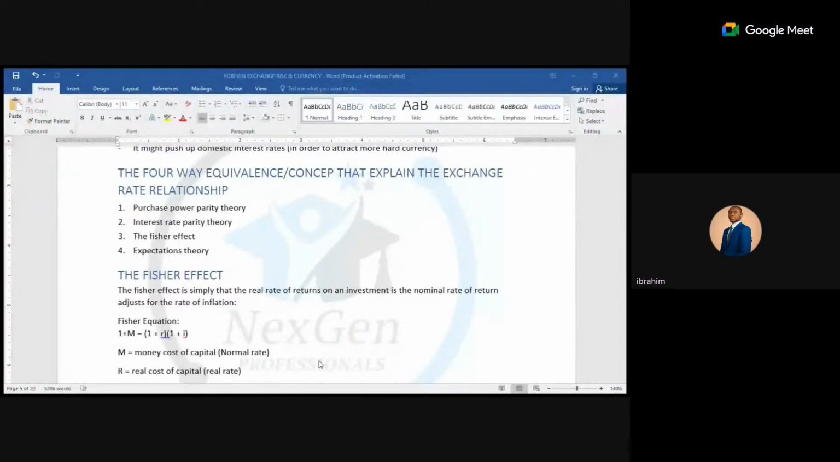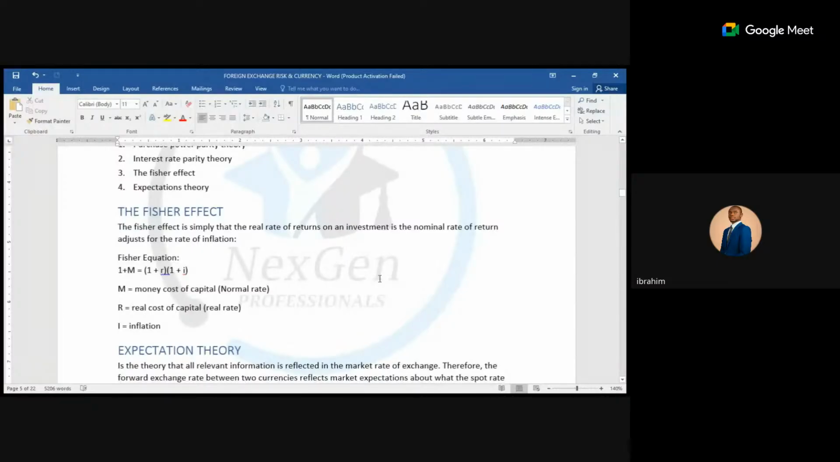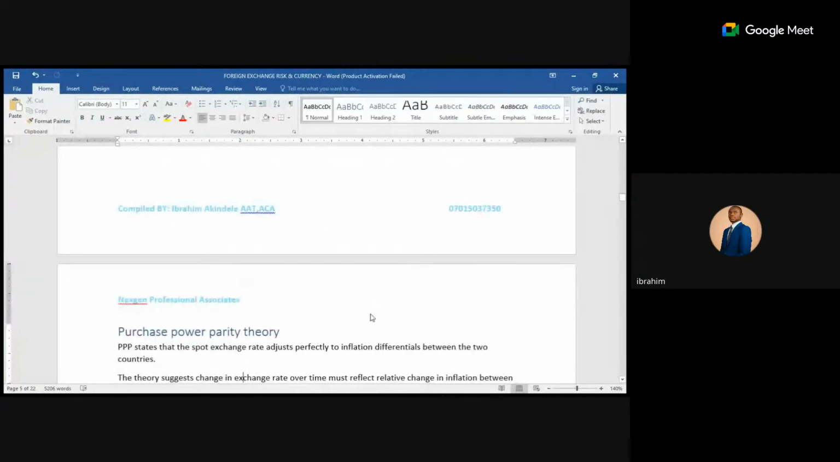So we will not even discuss anything that has to do with the Fisher effect, or the expectation theory. Our focus is on the purchasing power parity and the interest rate parity. Let's pick them one after the other. The Fisher effect is talking about the money and the real rates. We've discussed this under capital budgeting. Expectation theory has no effect in international investment.